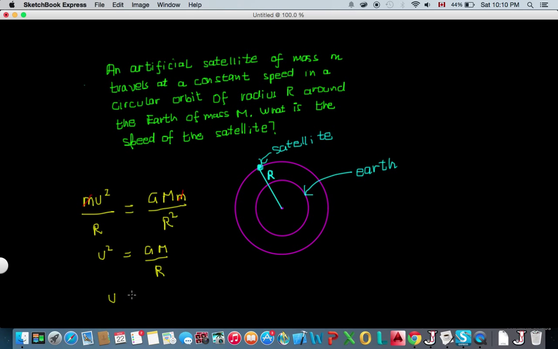If we square root both sides, we get this: the speed of the satellite around the Earth at an orbital radius of r is equal to the universal gravitation constant times the mass of the Earth divided by the radius of the orbit, and that number is square rooted, of course.